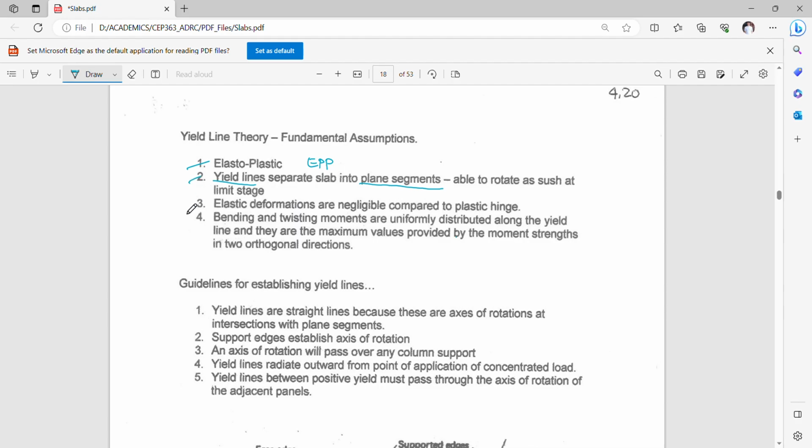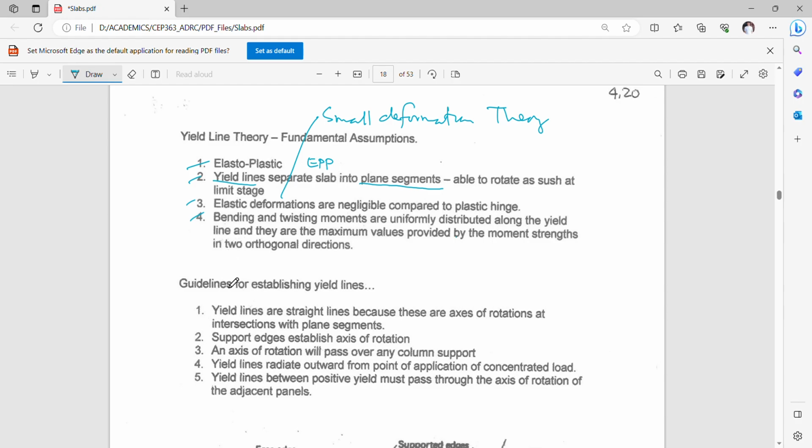So for number three, elastic deformations are negligible compared to plastic deformations. Okay, so we need to say that small deformation theory is evident. Number four, bending and twisting moments are uniformly distributed along the yield line. They are the maximum values provided by the moment strengths in two orthogonal directions.